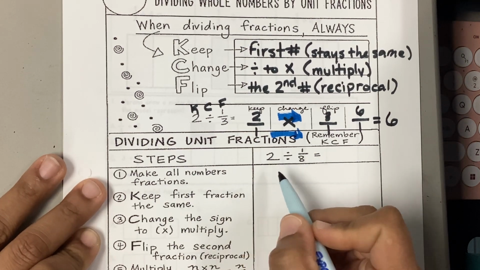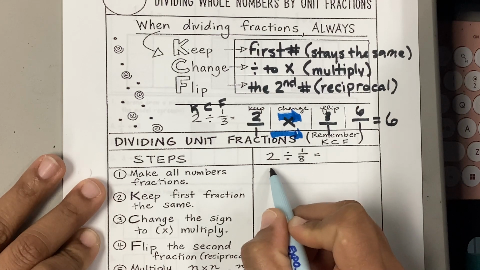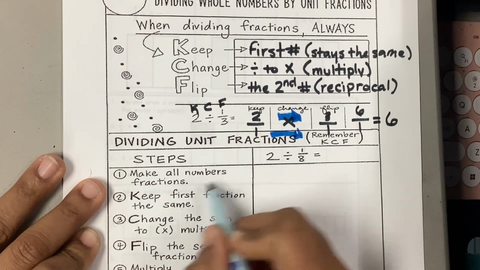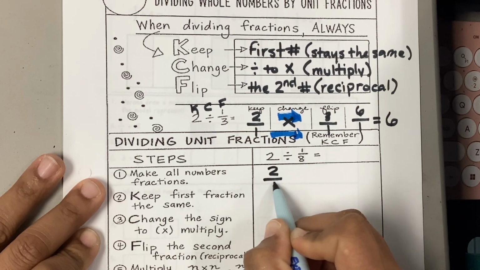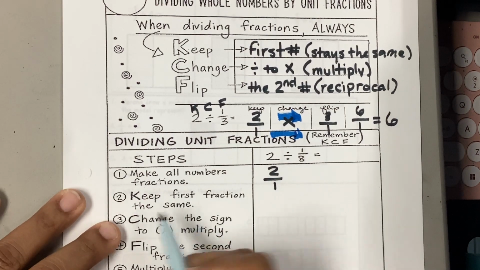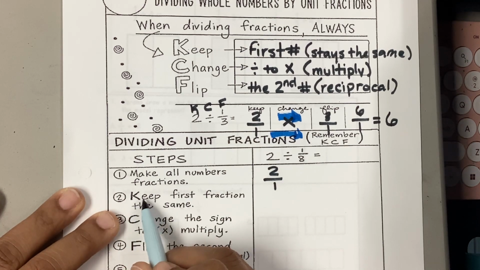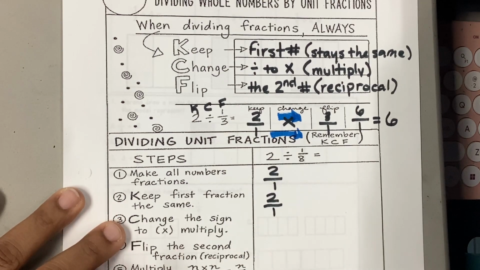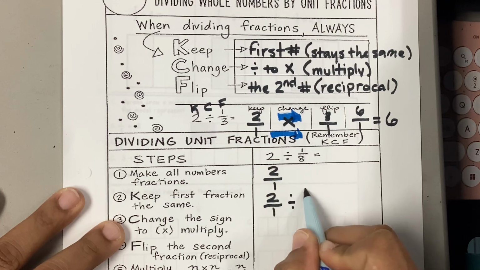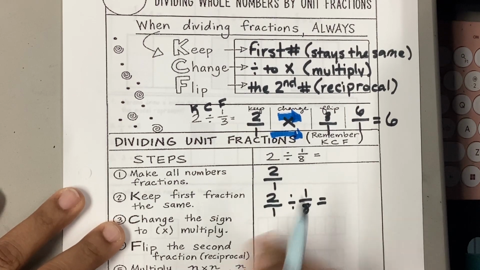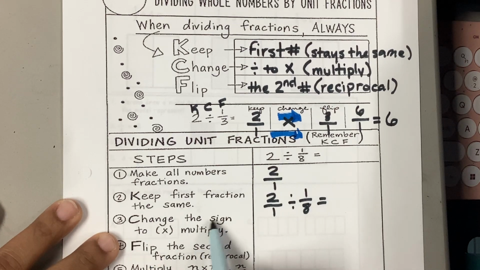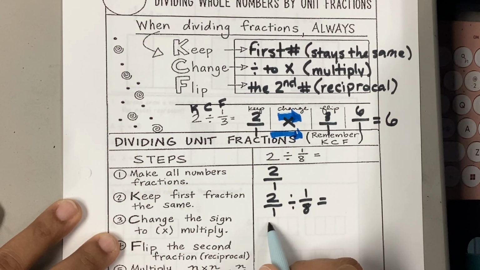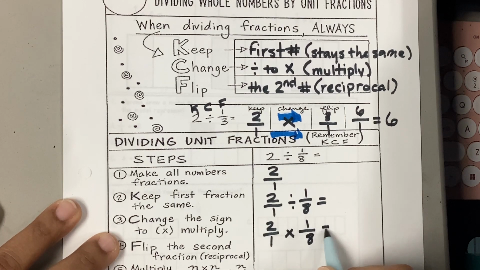So since we have that whole number 2, we're going to make it a fraction by putting it over the number 1. So to show this step, we're going to take 2 and put it over the number 1. Step 2 says keep first fraction the same. So we're going to keep 2 over 1, and we're going to show divided by 1/8 equals. Step 3 says change the sign to multiply. So instead of that divide, we're going to have 2 over 1 times 1/8 equals.